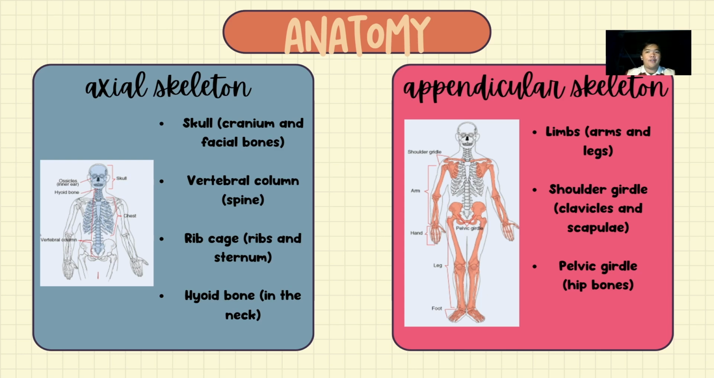So the main difference here is that the axial skeleton forms the medial part of the human skeleton, whereas the appendicular skeleton forms the lateral part of the human skeleton. And basically, the axial skeleton works to protect the vital organs of our body, which are our brain, our lungs, and our heart. And the appendicular skeleton works as the weight-bearing skeleton.